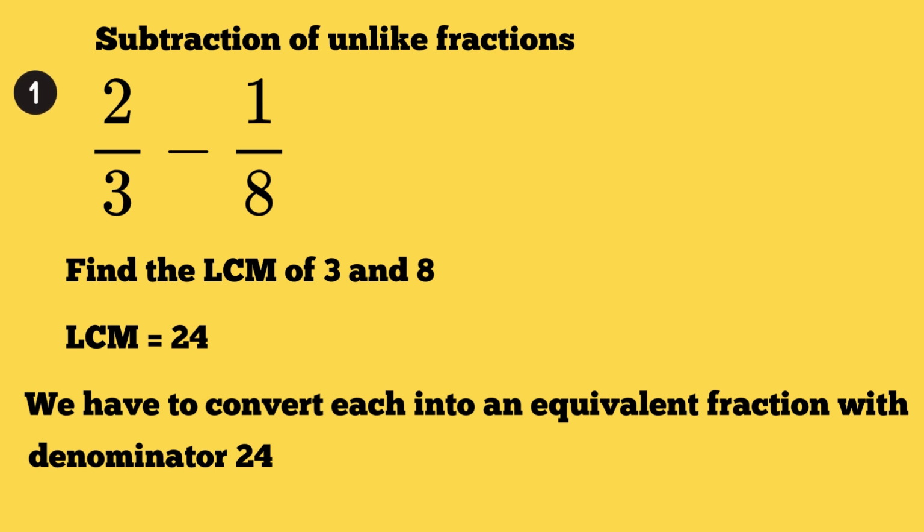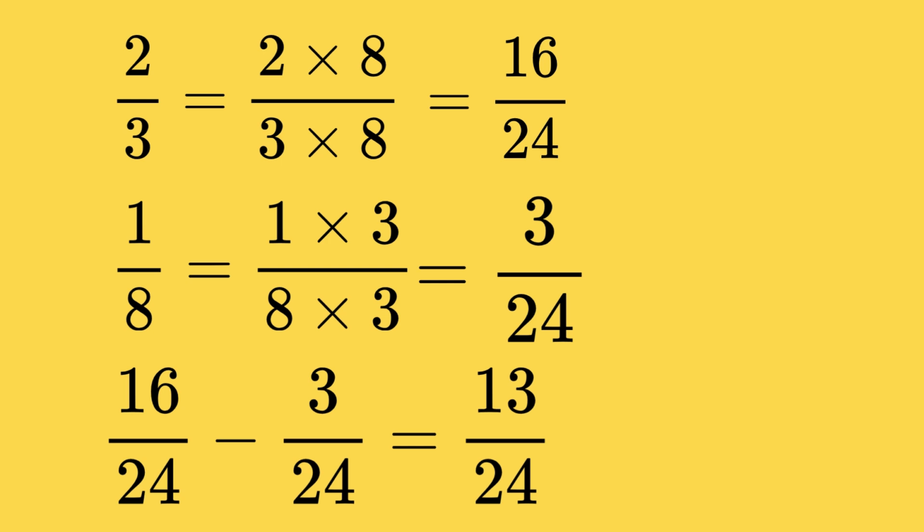Now we have to convert each of these fractions into an equivalent fraction with denominator 24. In the fraction 2 by 3, the denominator will have to be multiplied by 8 to give us 24. Therefore, the numerator also has to be multiplied by 8 since it has to be converted into an equivalent fraction with denominator 24. This gives us 16 by 24. Similarly, for 1 by 8, we have to multiply 8 by 3. Therefore, 1 also gets multiplied by 3, which will give you 3 by 24. Now, we will subtract 3 by 24 from 16 by 24, which will give us 13 by 24 as the answer.